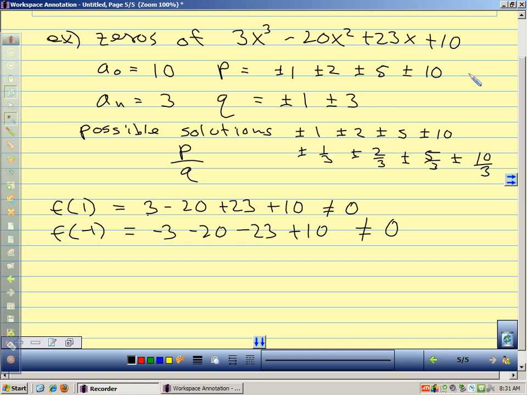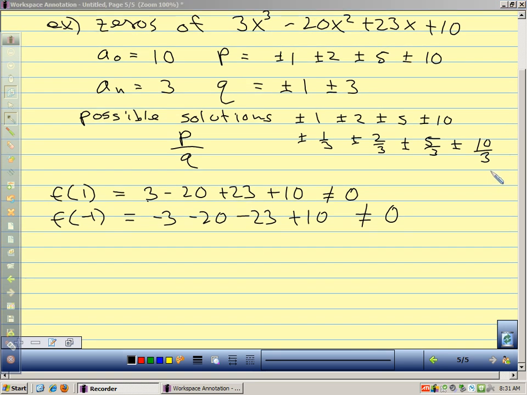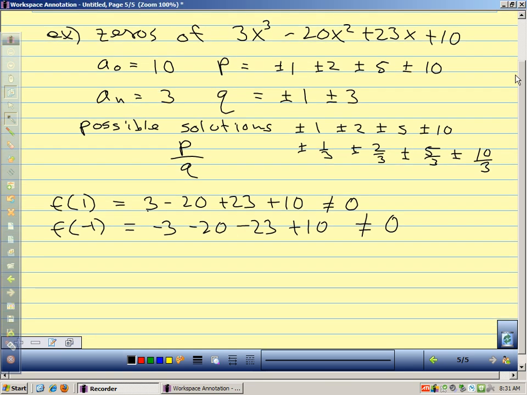Question. Yes. So how do you find the possible solutions? The numerator are all the factors of my last number here, all the numbers that divide 10 evenly. My denominator are all the numbers that divide this first number evenly. So the rational zero theorem tells us that the possible solutions are any of these fractions. And we want to test the easy ones first. So I tested positive 1, negative 1.